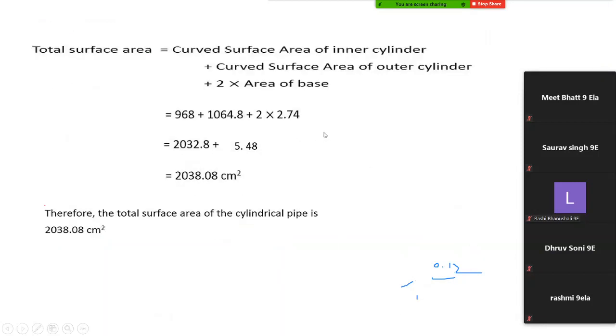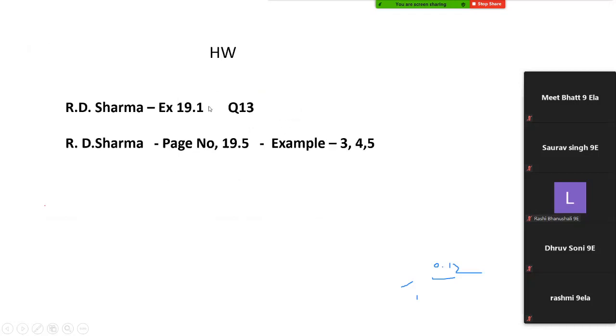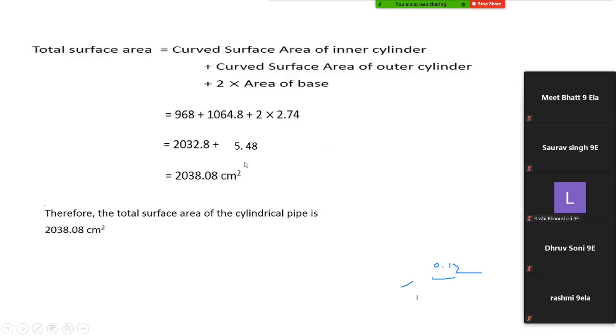2.74 centimeter square. Now next, total surface area is equal to CSA of inner cylinder, CSA of outer cylinder, plus 2 into area of base. That is 968, what we calculated previously, 1064.8 in the second question, second part, plus 2 into 2.74. That will give you 2032.8, and this multiplication will be 5.48, which is equal to 2038.28 centimeter square. And therefore the total surface area of the cylindrical pipe is this.